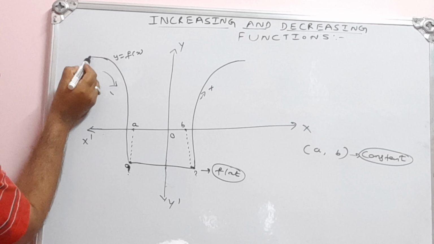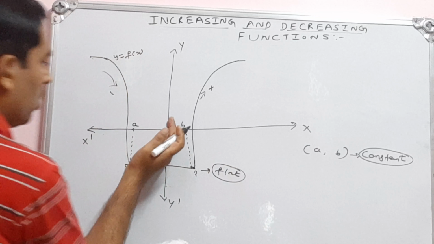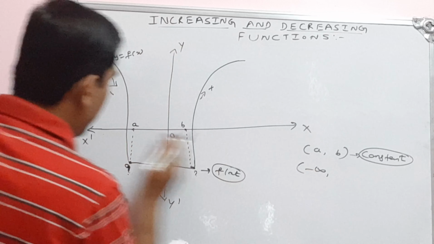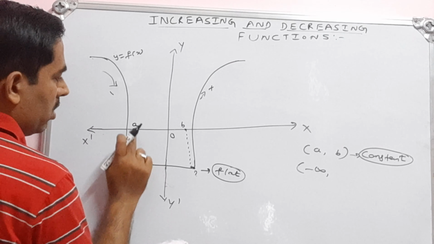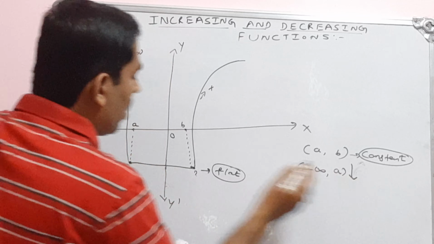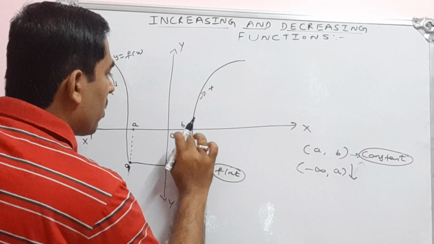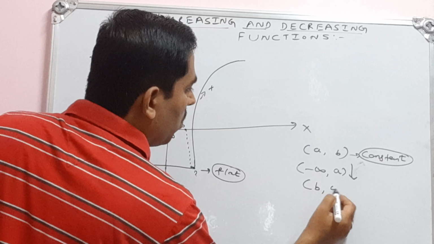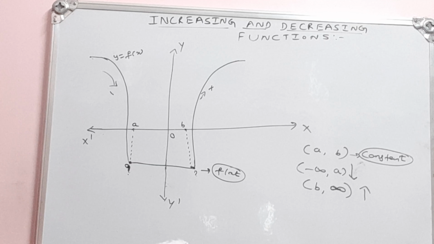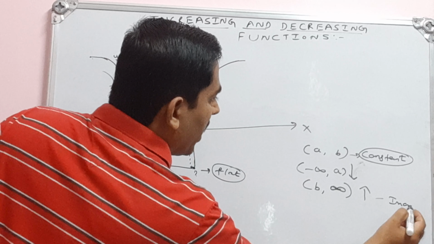Then from this point, it is decreasing. To the left, we can take minus infinity. I am coming from minus infinity to this point A, and it is decreasing. Then in this interval it is constant. Then from B to infinity, the open interval, it is an increasing function. Very important here. So in this interval it is increasing.